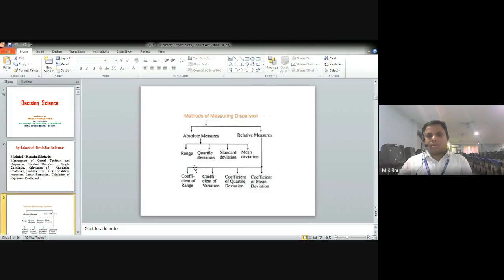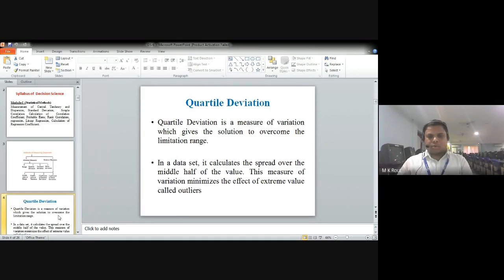As you know, we have already computed the range in case of individual series, in case of discrete series, in case of continuous series. Today we are discussing the quartile deviation. Before starting this one, first you have to know what quartiles are and what the quartile deviations are.